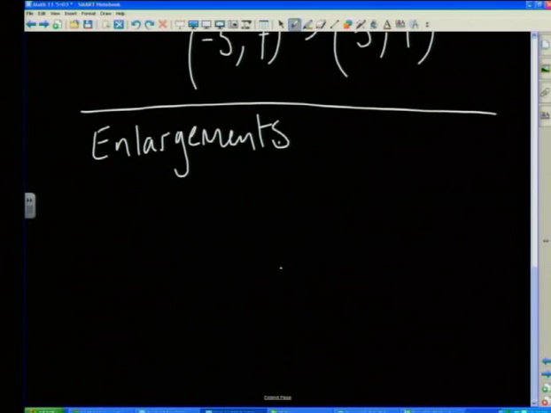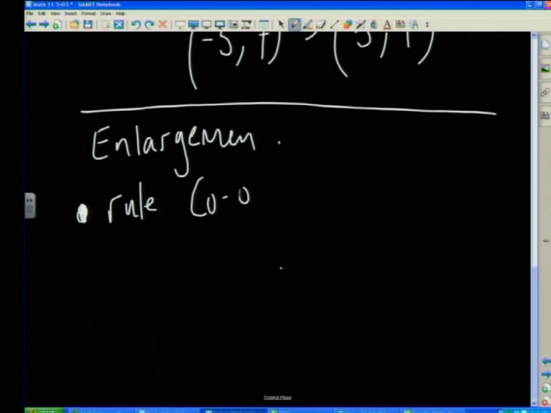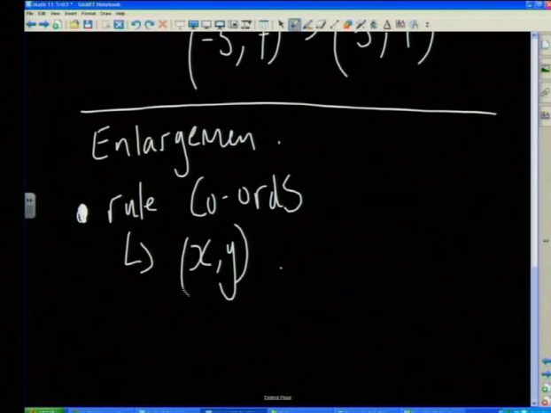Enlargements, and that is, first of all, your coordinates. Let's use the same notation as before, so we'll put a bullet here. So the rule for coordinates, coords, standing for coordinates, is you have x and y, and what does it become? It becomes cx and cy.